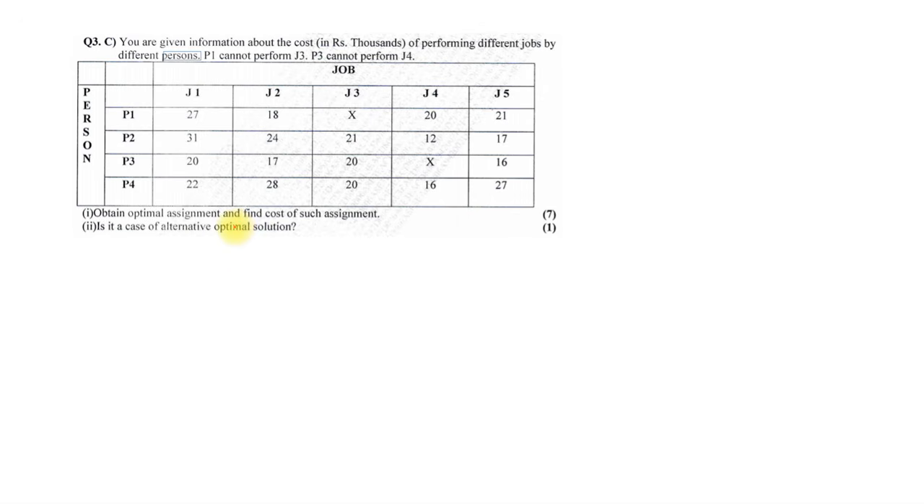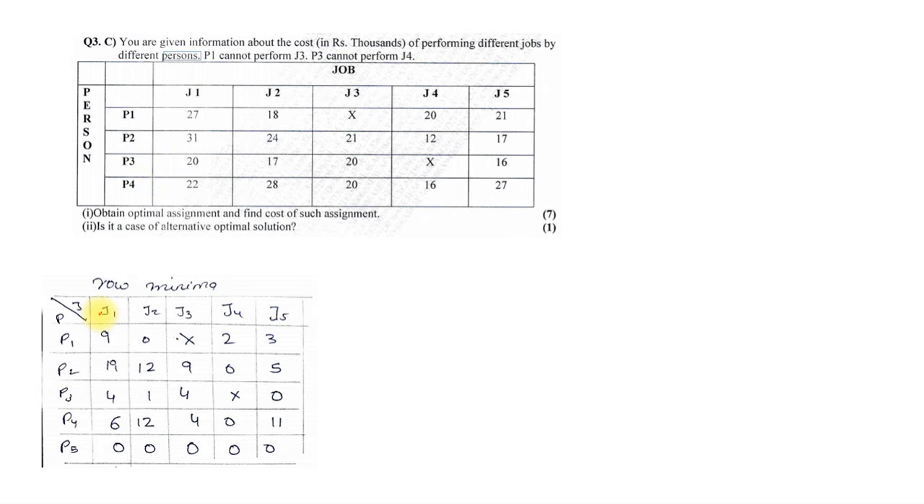Okay, so in that case, the first step will always be to check: 1 2 3 4 5 and 1 2 3 4. So it is an unbalanced problem. We need one dummy. So we'll have rows 1 2 3 4 5 and columns 1 2 3 4 5, where the last one will be called the dummy.